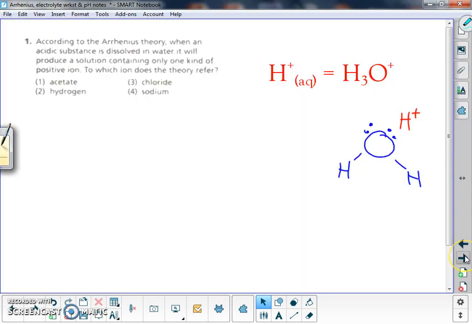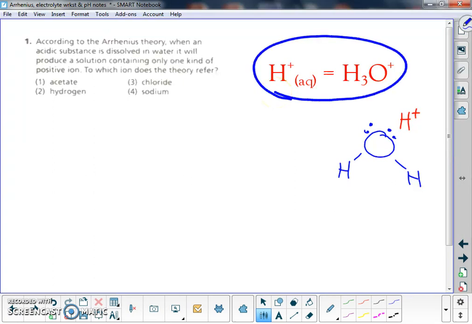So first question here. Number one, according to the Arrhenius theory, what does this mean? Well, the only ion that an acid will produce will be the hydrogen ion. The hydrogen ion or the hydronium ion, that's this right here. The hydrogen hydronium, that's what's happening.